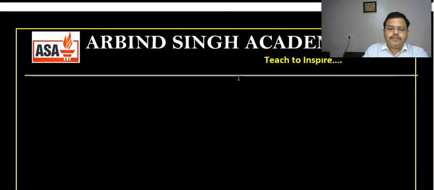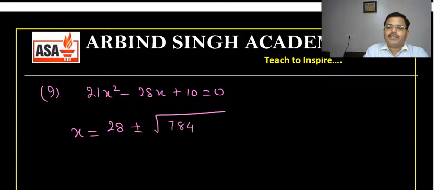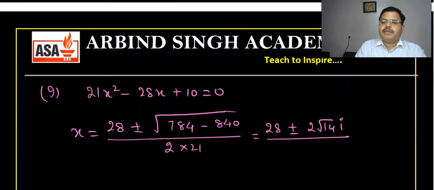We can take up question number 9 of the similar type, that is 21x square minus 28x plus 10 is equal to 0. So again here x is equal to 28 plus minus root under 784, b square minus 4ac, 84 into 10, divided by 2 into 21. So it will be 28 plus minus root of 784 minus 840, that is minus 56, and 2 root 14 iota will come, right, divided by 2 into 21.